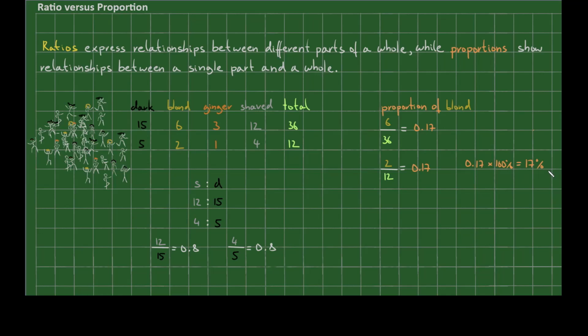In summary, ratios compare different parts to each other, while proportions compare a single part to a whole. Proportions can be expressed as a percentage, and if we want to compare ratios, we can treat them as fractions. But when we do that, we have to make sure not to confuse the result of the fraction with a proportion.